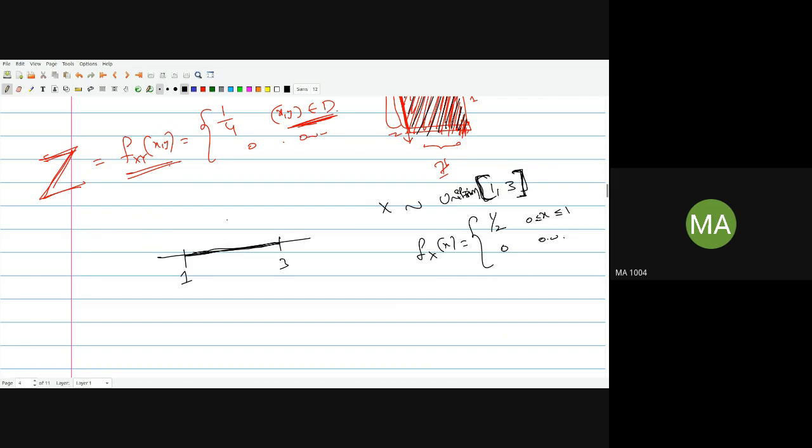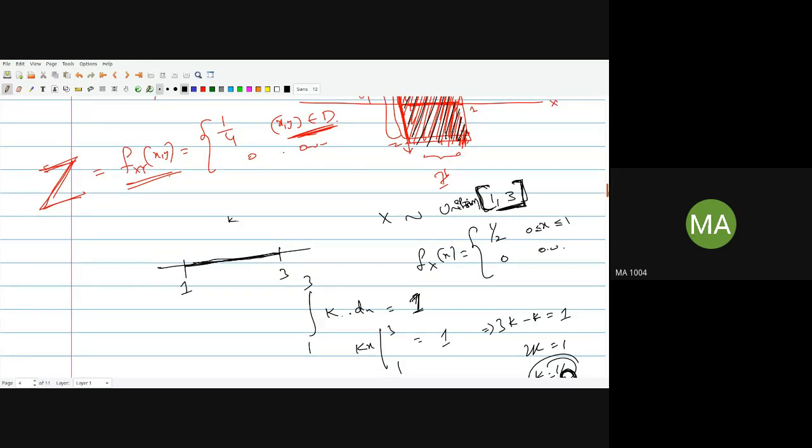So that means it should be a constant k. If it is constant k, I integrate it from 1 to 3 dx, and I should get 1. So this will be kx with limits 3 and 1. From here 3k minus k is 1, 2k is 1, so k should be half in order to be uniform. This half means 1 by 2, where 2 represents the length of this interval.